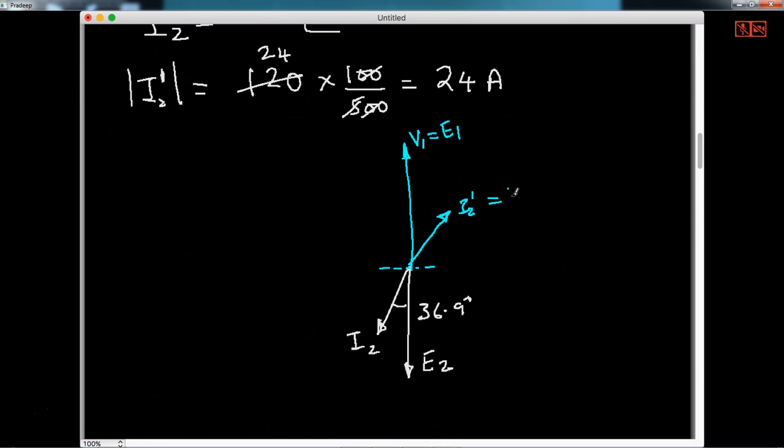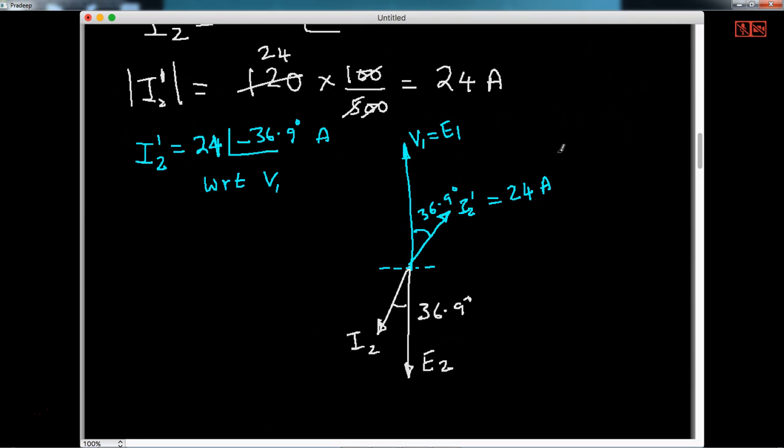So this I got 24 amperes, and this angle will be 36.9 degrees, lagging V1 by that angle. So that is 24 amperes. Therefore, I can write I2 dash is nothing but 24. Now the reference is E1, so it is minus 36.9 degrees amperes, with reference to V1 or E1, anything. So this is now I2 dash.